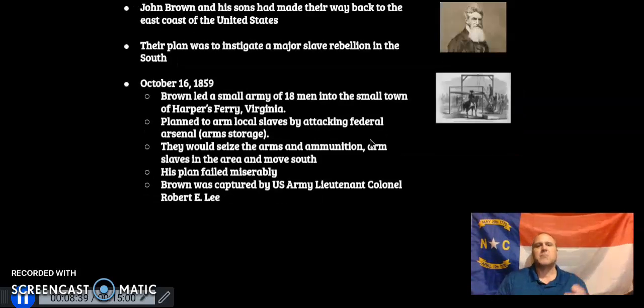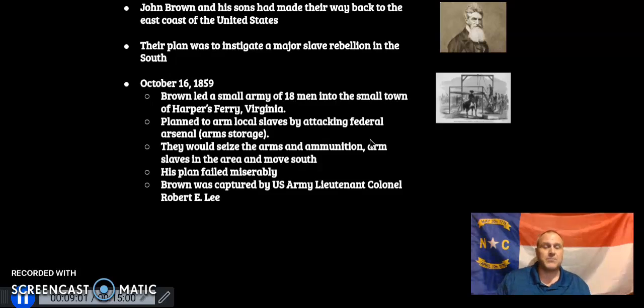So what does John Brown do? John Brown makes his way. He's running away now. And you have to remember, John Brown, is he a martyr? Right? Because he will die. Does he die for the cause of slavery? Or is he a terrorist? Is he a hero? Or is he somebody who should be feared? John Brown and his sons make their way back to the east. And their first plan is they're going to instigate a major slave rebellion. And here's what they do.